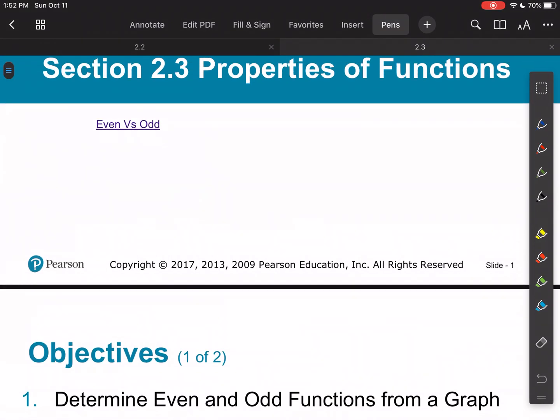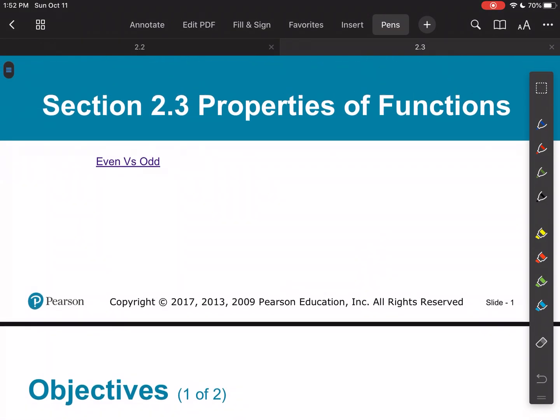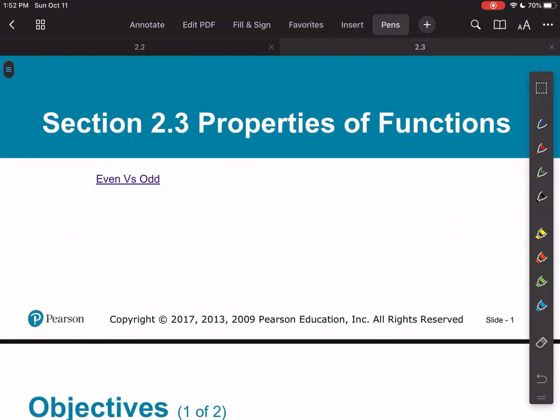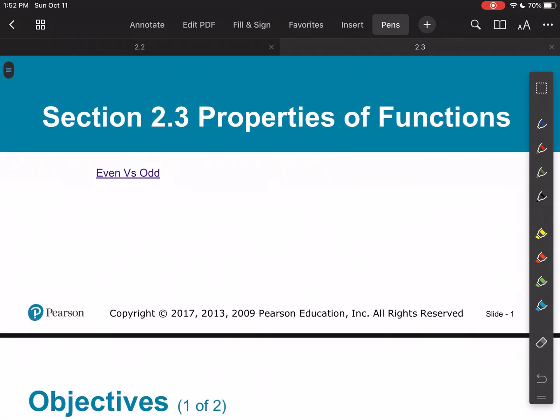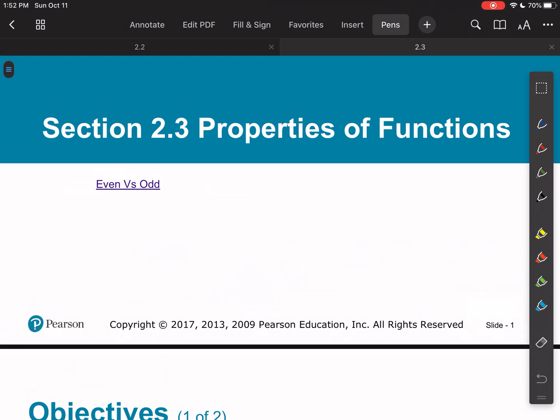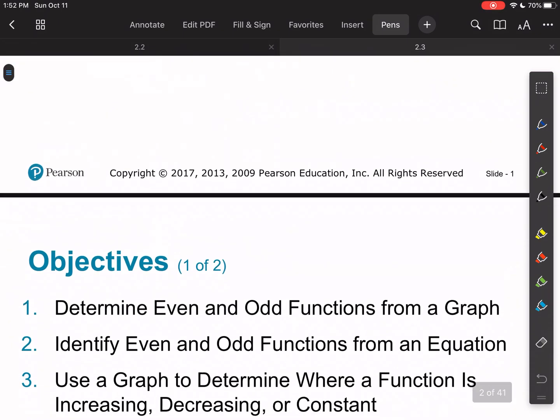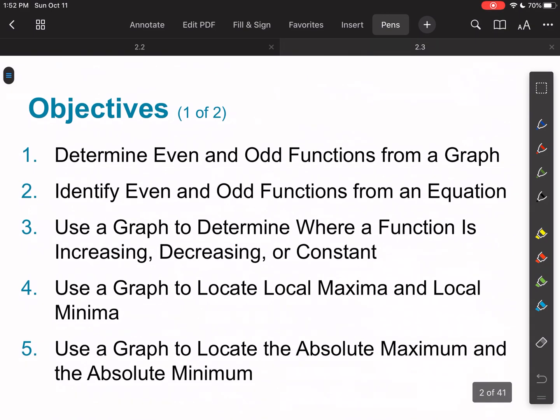All right, today, guys, we're going to look at 2.3 properties of functions. In class, I'm hopefully going to do a little activity with you guys where I identify some even and odd functions. We talked a little bit about that in Algebra 2, but we'll review it here again. So we have a lot of objectives for today.